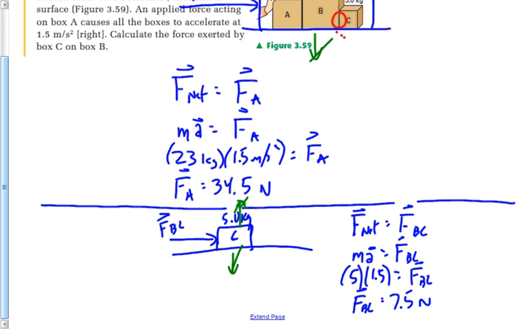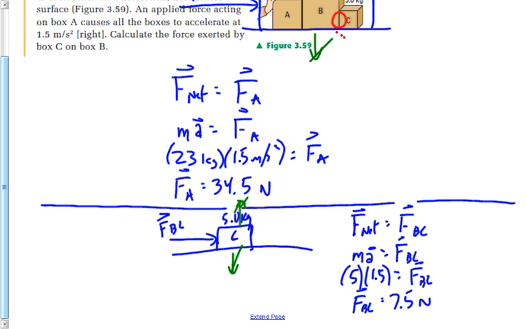Now, there's a couple of things that strike me at this point. One is that I'm not looking for the force of B on C. I'm looking for the force of C on B. Should I have done it this way? Do I have to start again? If I just found the force of B on C to be 7.5, then can you tell me what the force of C on B is going to be equal to? 7.5 in the opposite direction, right, because it's equal and opposite.